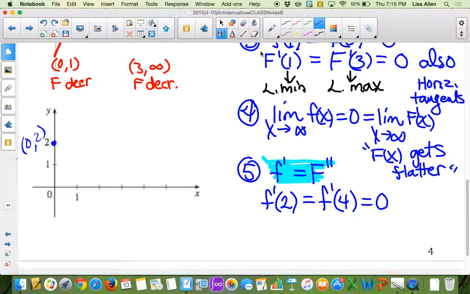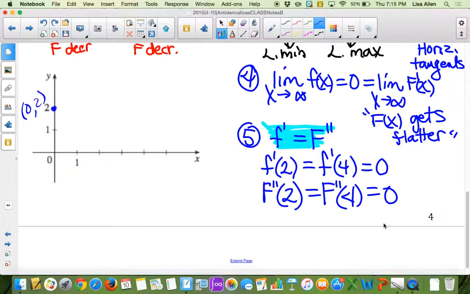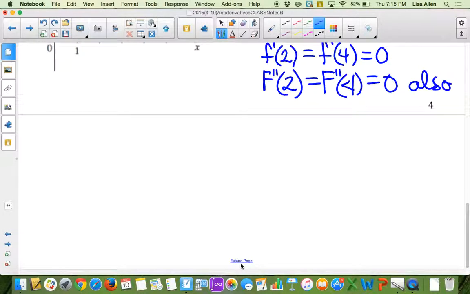We've got, these are equal to 0, so then capital F double prime of 2 is equal to capital F double prime of 4. And we haven't drawn the graph, but we know that the second derivative has to be equal to 0 also. So we know on a number line, I'm going to stretch this down just a little bit. Let's do a number line, and let's put the critical numbers 2 and 4 on the number line.